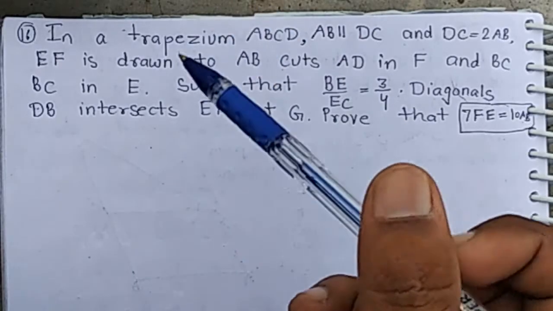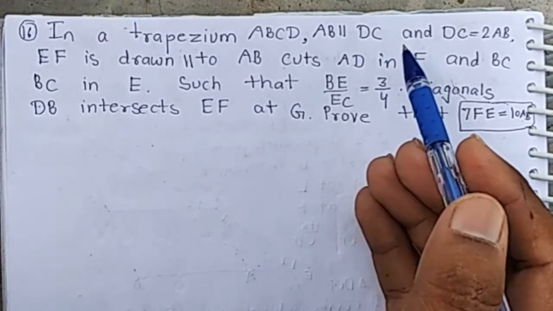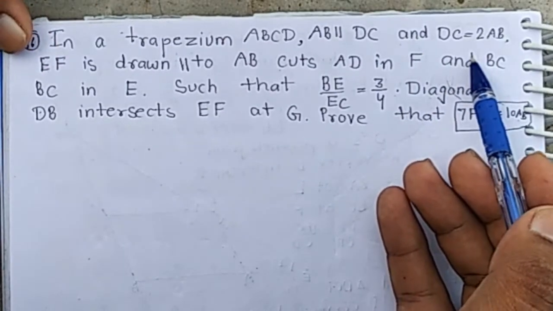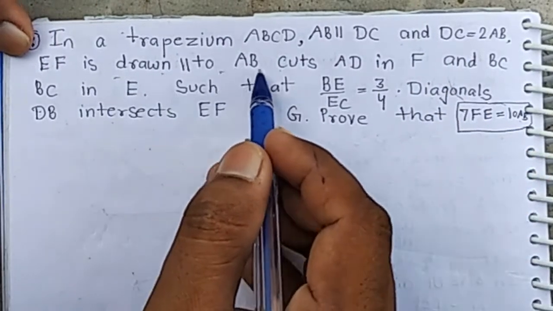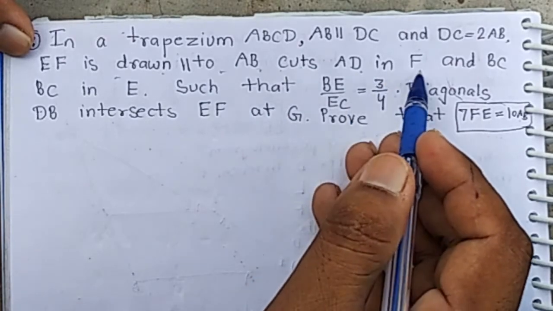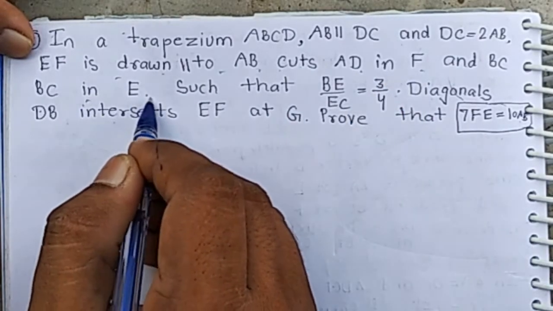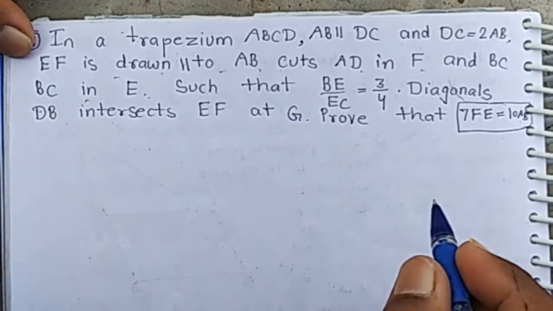Now in a trapezium ABCD, AB parallel DC and DC is twice AB. EF is drawn parallel to AB, cuts AD in F and BC in E such that BE by EC equals 3/4.